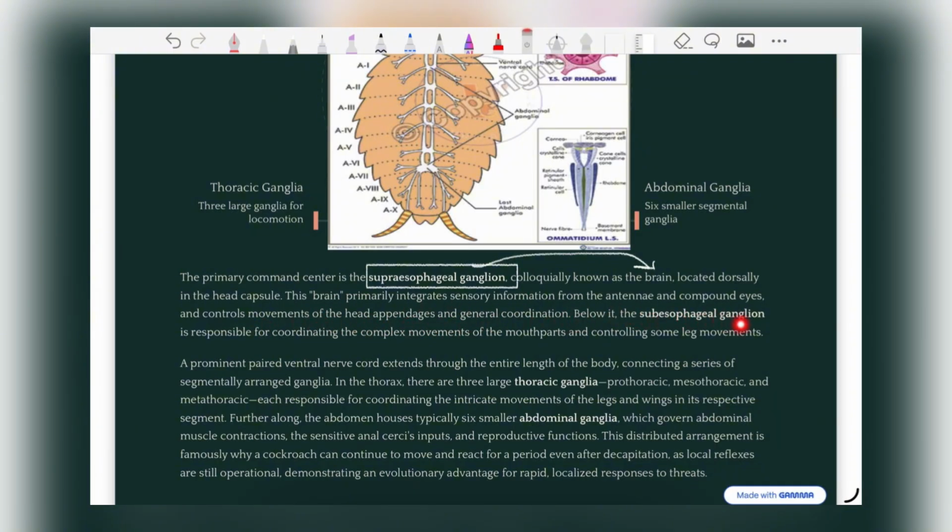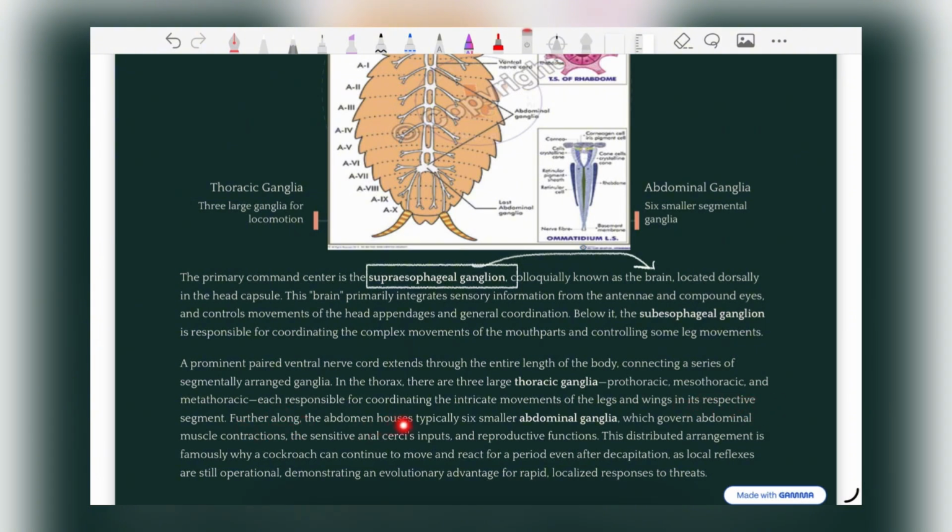Below it, the subesophageal ganglion is responsible for coordinating the complex movements of the mouth parts and controlling some leg movements. A prominent paired ventral nerve cord extends through the entire length of the body, connecting a series of segmentally arranged ganglia. In the thorax, there are 3 large thoracic ganglia: prothoracic, mesothoracic, and metathoracic, each responsible for coordinating the intricate movement of the legs and the wings in its respective segment.